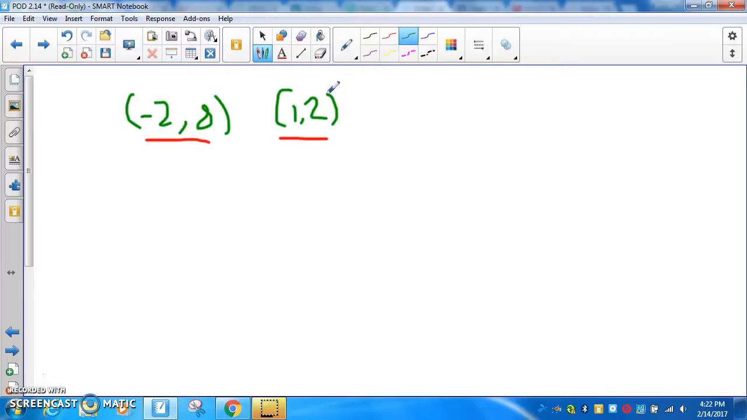Here's the deal. Here are 2 points. I want to write the equation. Understand that every linear equation is in slope-intercept form, y equals mx plus b, which means that I'm responsible for finding 2 things, m and b. Remember, m is the slope, b is the y-intercept.